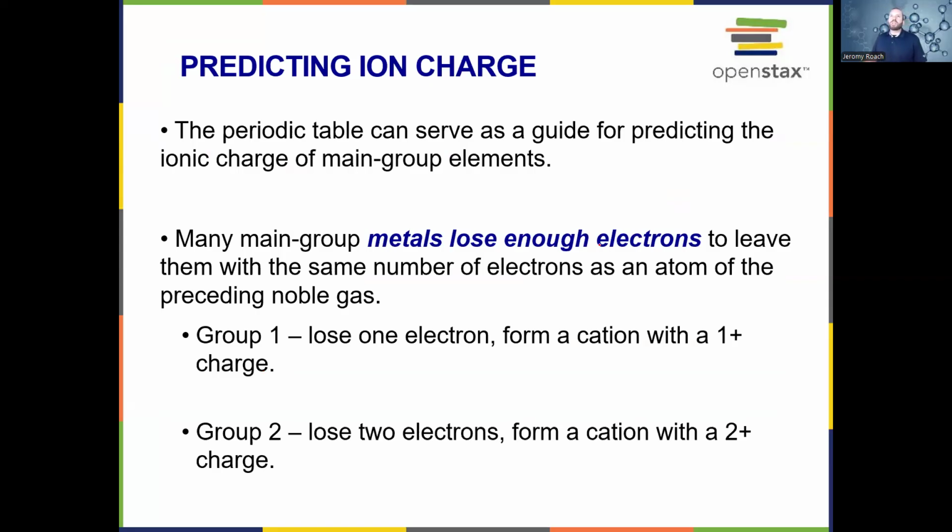Predicting ion charge, we can use the periodic table to predict charges of the main group elements when they become ions. So for example, the group 1 metals lose one electron and they will form a 1+ charge, or +1 ions. Group 2 metals lose 2 electrons and they can form 2+ ions. These elements tend to lose just enough electrons to match the electron configuration of the nearest noble gas.